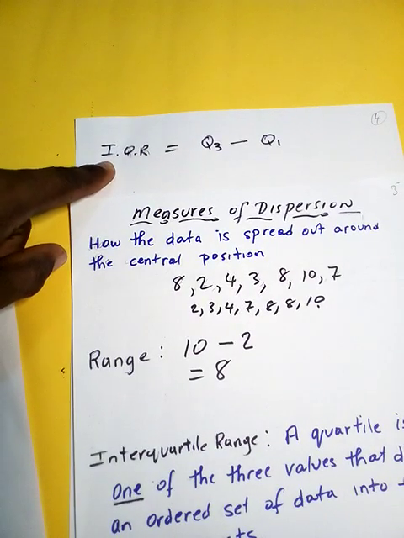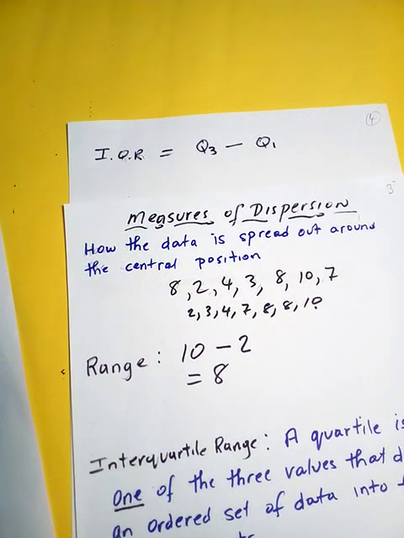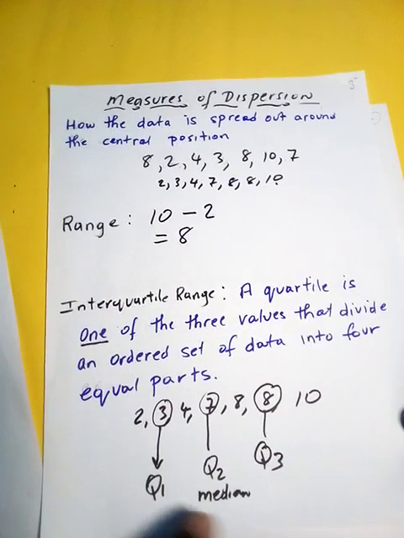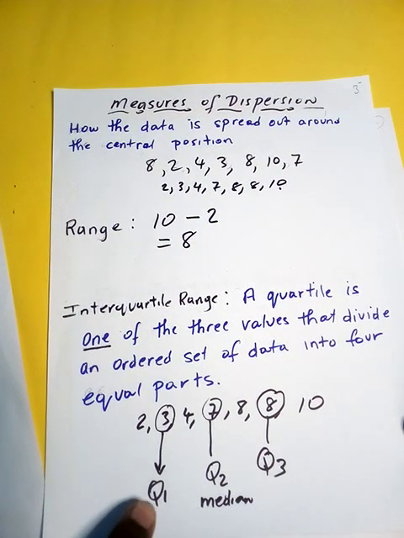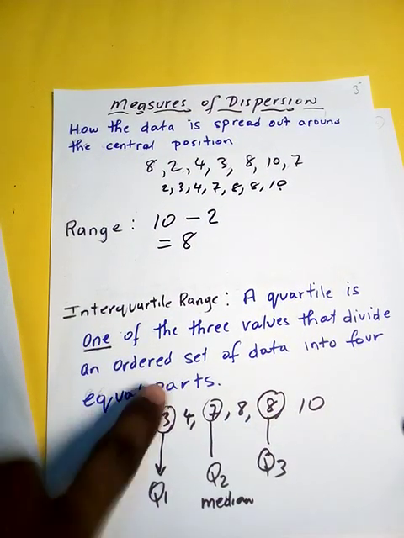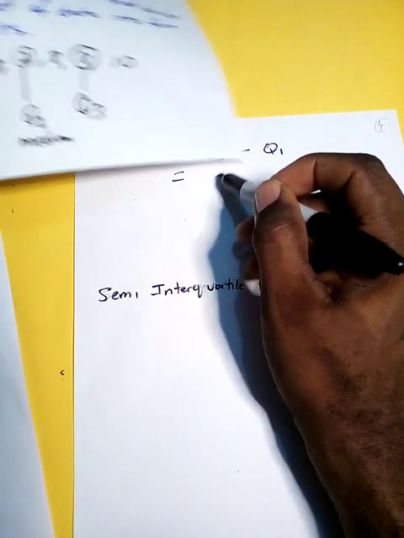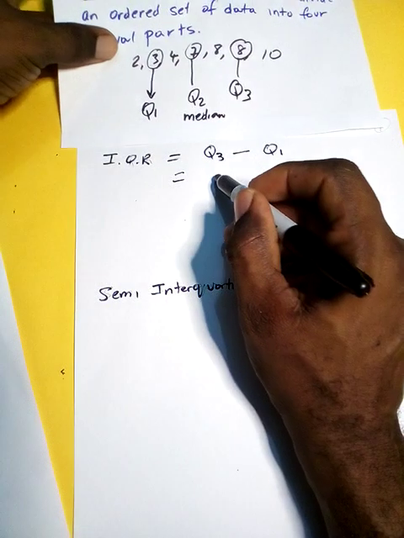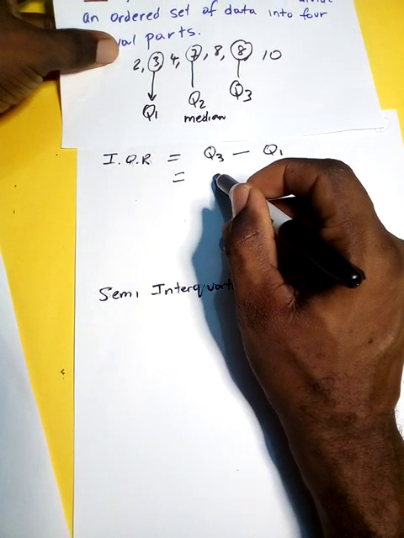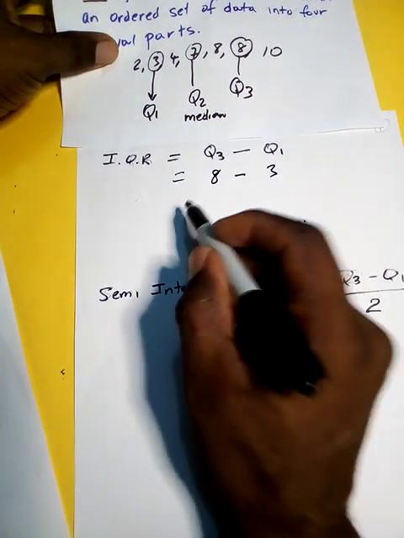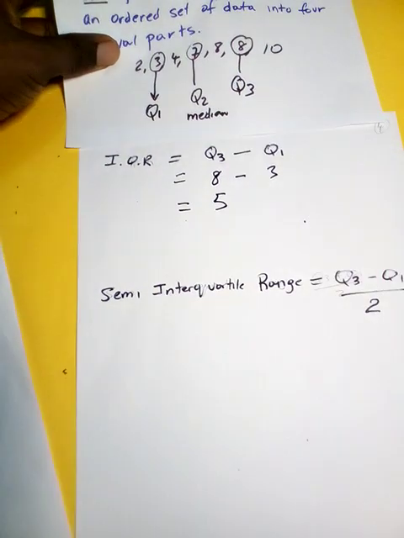So you must identify Q1, Q2, and Q3 before you can find the interquartile range. And the formula for finding the interquartile range is just Q3 minus Q1. You have already found Q3 and Q1. Q3 here is 8 and Q1 is 3. So we go ahead following the formula. Therefore, 8 subtract 3, so the interquartile range is 5.